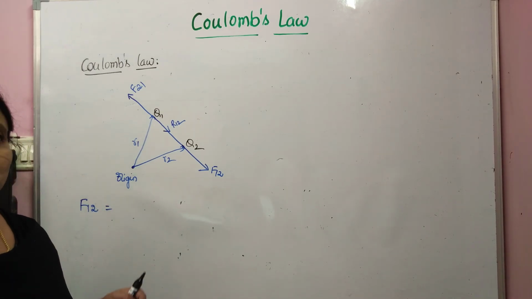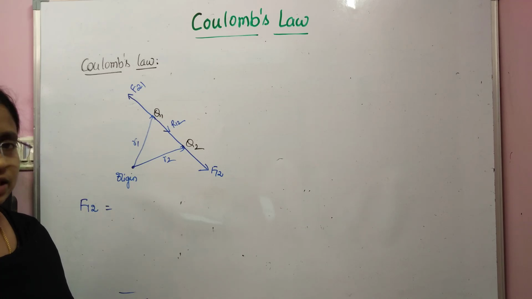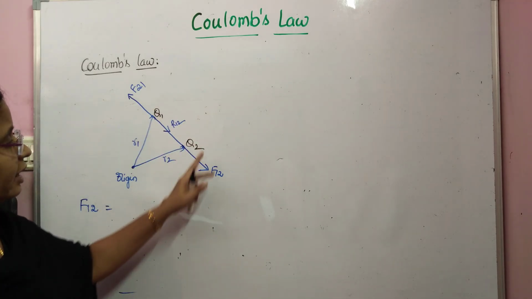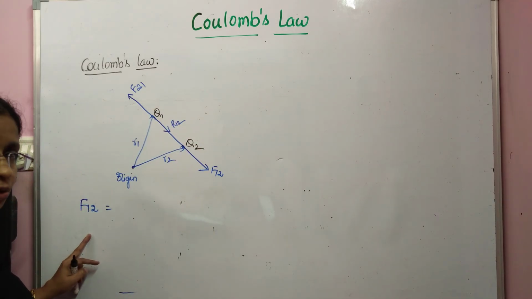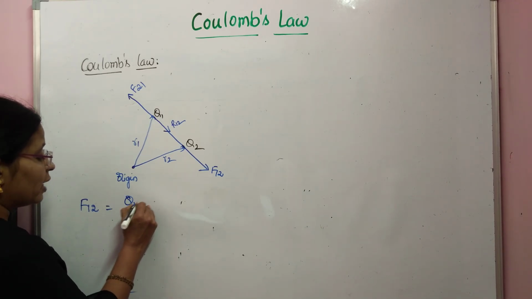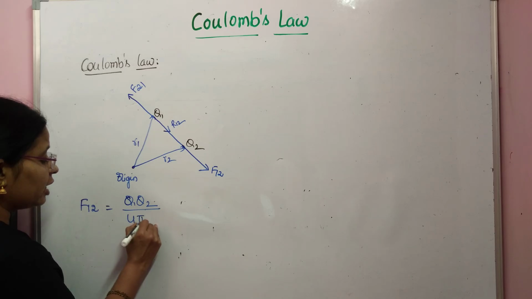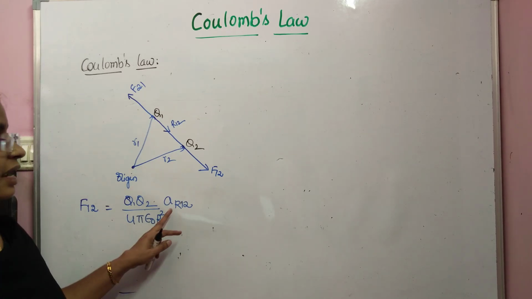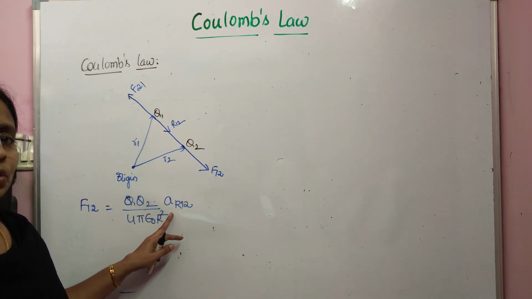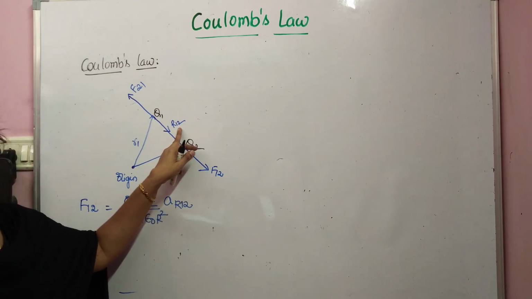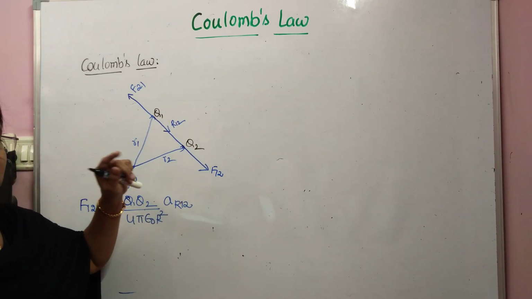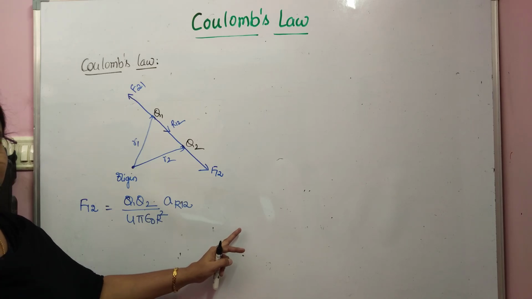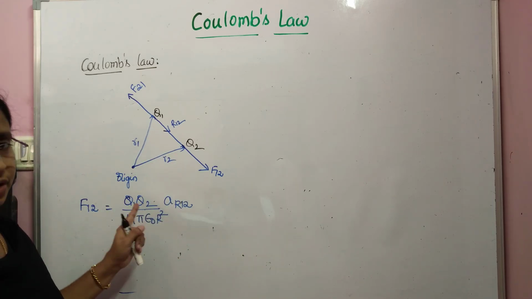Already we know F is Q1 Q2 by 4 pi epsilon naught R square. Now to include the direction concept, we have taken this diagram and F12 can be written as Q1 Q2 by 4 pi epsilon naught R square into AR12. What is this AR12? It is a unit vector along R12, the distance vector. What is the direction of the distance vector? That is from Q1 to Q2. The force is also in that direction. Yes, you have to check all these directions.